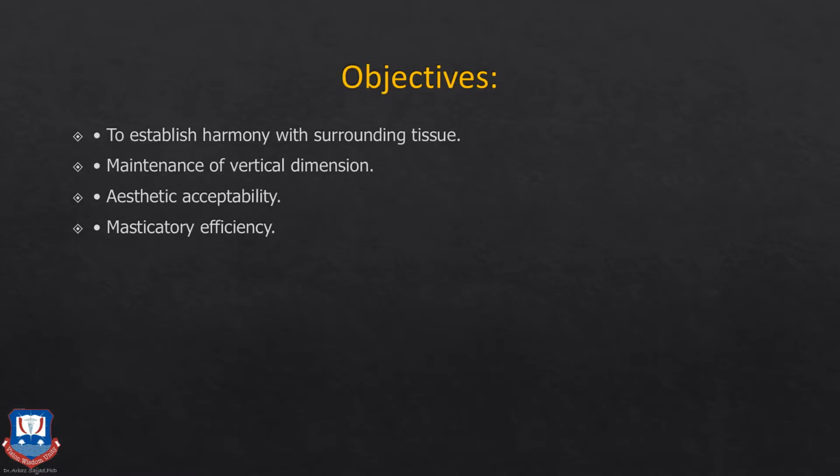So moving on. What is the objective of this selection of the teeth? You should be able to establish harmony with the surrounding teeth, with the type of the tooth mold that you select. You should be able to maintain the vertical dimension that was established at the time of the jaw relation. The teeth setting should be aesthetically acceptable to you as well as to the patient, and it should provide or improve the masticatory efficiency of the patient. After all, many patients seek dentures solely because they can eat properly again.